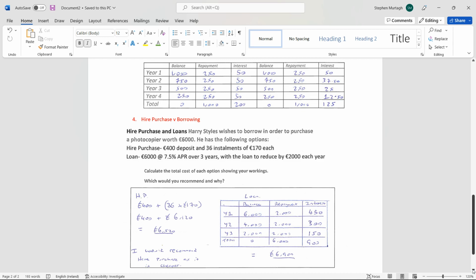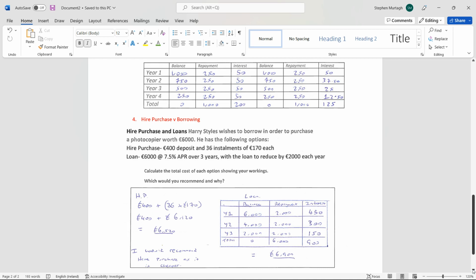So the hire purchase option here on the left, it's the initial €400 deposit plus 36 separate installments of €170 each. So that's €400 plus 36 by €170. That means it's €400 plus 6,120, which means the hire purchase option will cost Harry Styles €6,520.